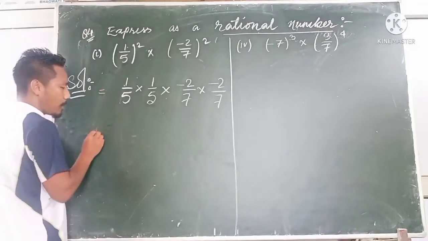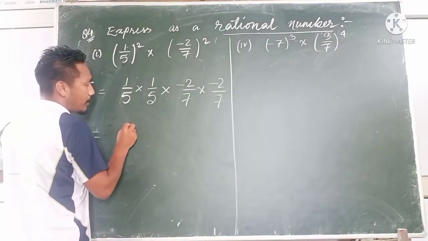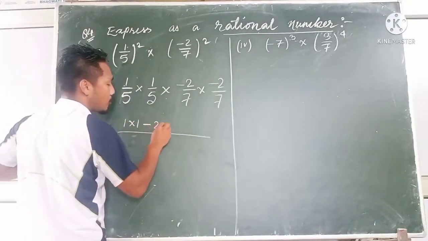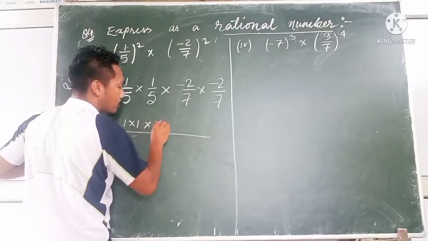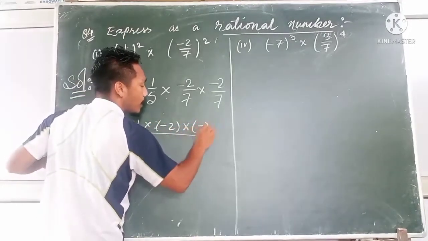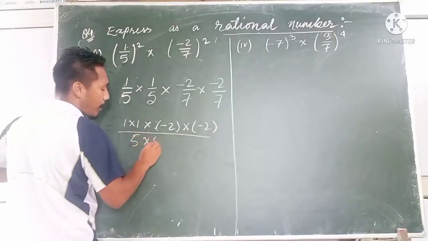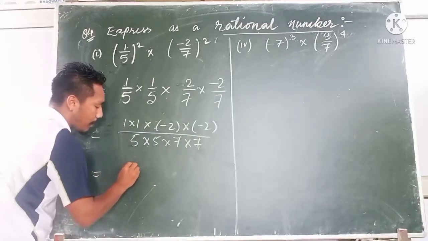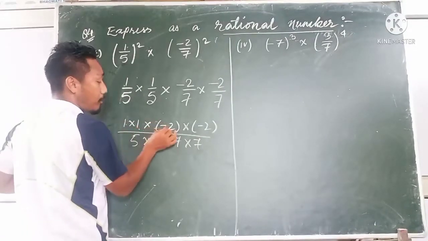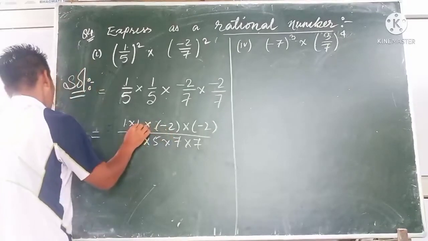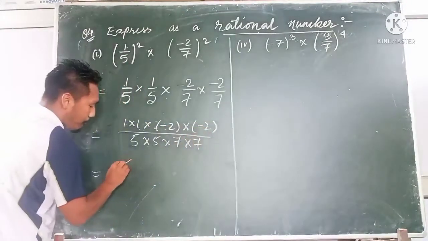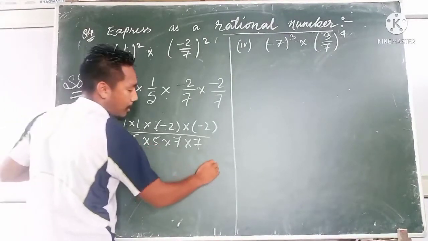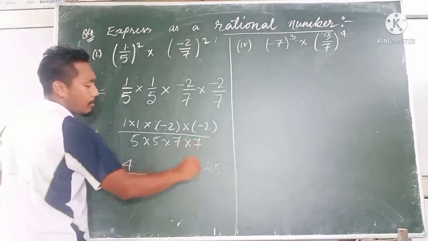So if I multiply this, 1 into 1 becomes 1, and this also 1 into 1, minus 2 into minus 2 into minus 2. So I can rewrite this again as 5 into 5 into 7 into 7. If I multiply this, then the numerator becomes 1 into 1 is 1, minus 2 into 1 is minus 2, again into minus 2 becomes 4. Okay, 2 twos are 4. So 5 into 5 becomes 25, and 7 into 7 becomes 49.